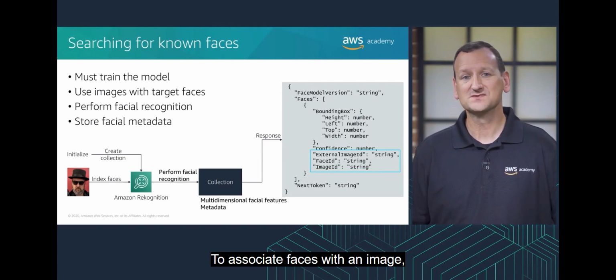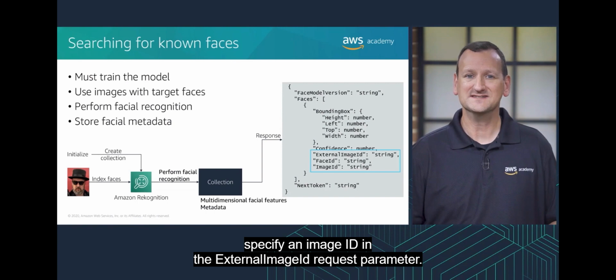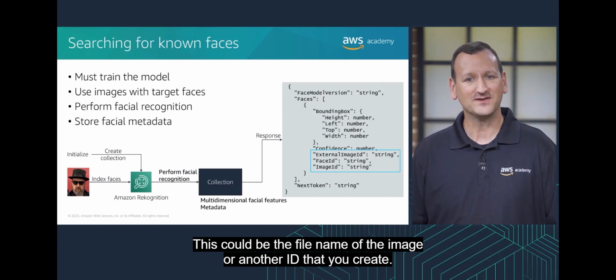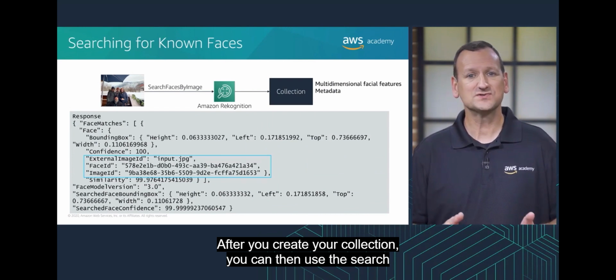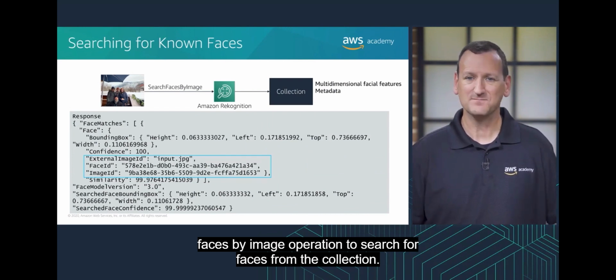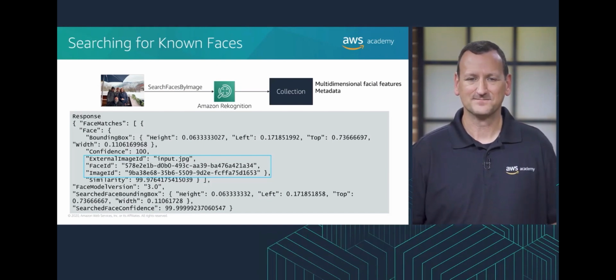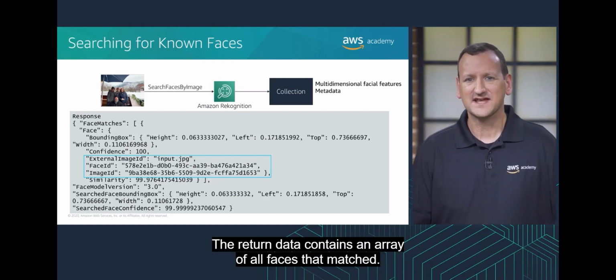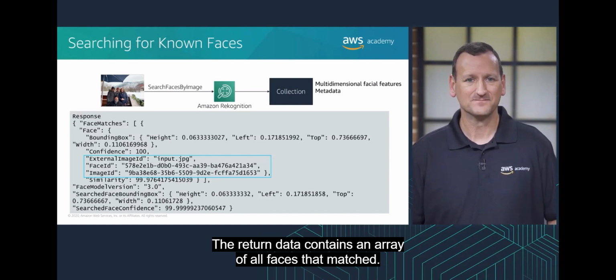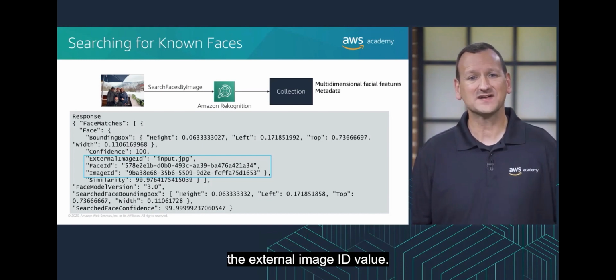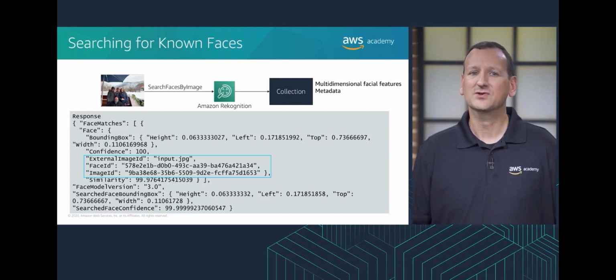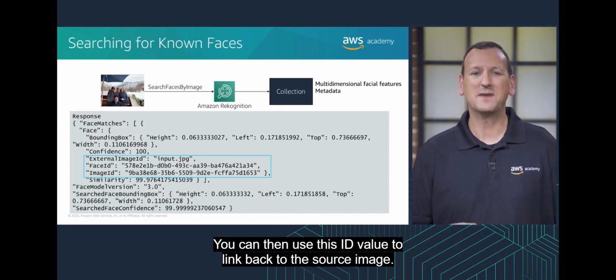To associate faces with an image, specify an image ID in the external image ID request parameter. This could be the file name of the image or another ID that you create. After you create your collection, you can then use the Search Faces by Image operation to search for faces from the collection. The returned data contains an array of all faces that matched. The information includes bounding boxes, confidence scores, and the external image ID value. You can then use this ID value to link back to the source image.